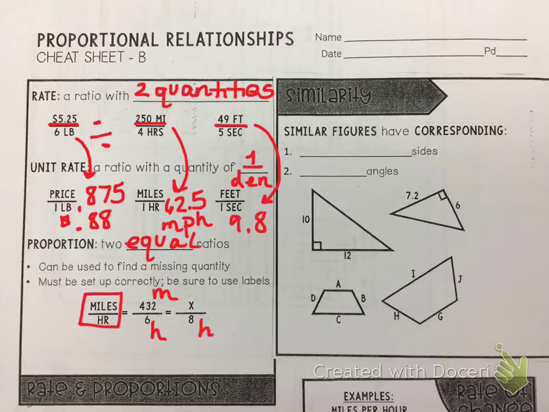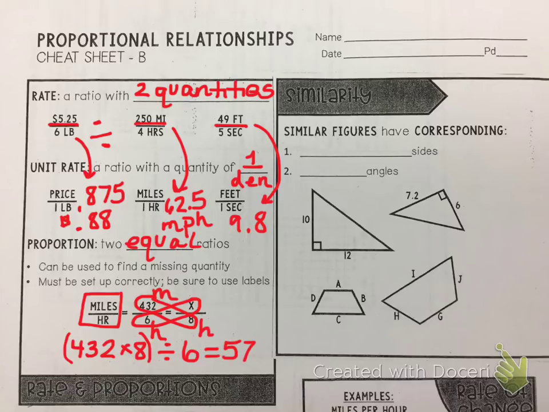So this is where we can use our cross products to solve. So remember, we're going to multiply the two that are together, which is 432 times 8, and then we're going to divide it by 6, because remember, we're working backwards like an equation. So that is equal to 576.